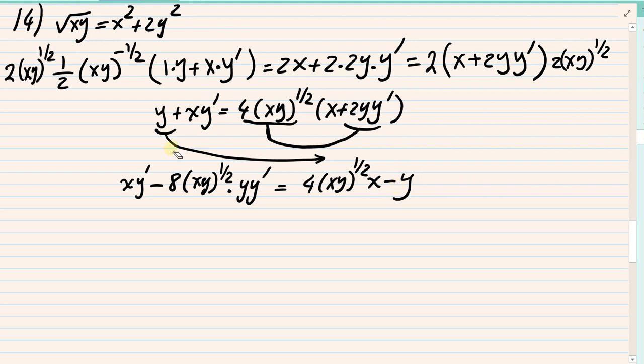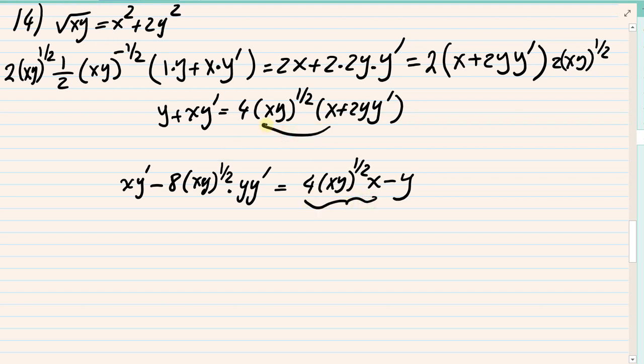Okay, so hopefully you can follow this step again. What I did is I moved the y to this side. There it is now, right on this side. And I distributed 4xy to the 1/2 times this term, 4 times 2, 8, and then I have y prime and xy to the 1/2. I move that over here on the left side. Good. And of course this part is just when you distribute here. All right, it's looking better.